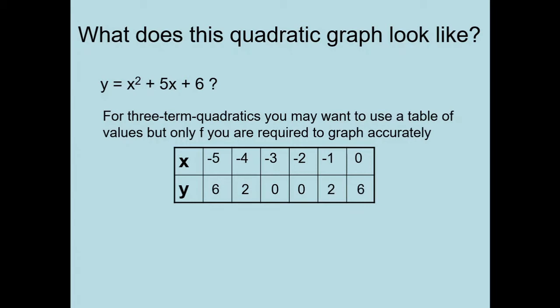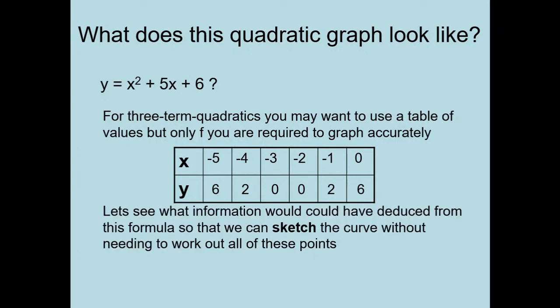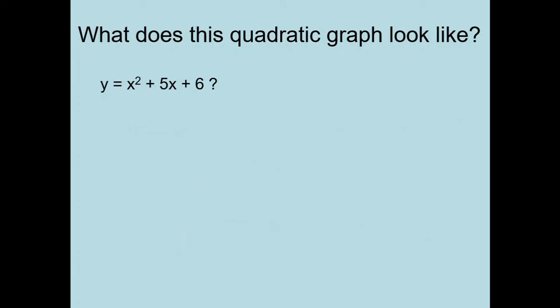But I don't need to go through this process if I just want to sketch the graph. Let's see what information we can get just from the formula so that we can sketch the curve without needing to go through all of this process of filling in the table of values, setting up our axes, and plotting those points accurately. Not necessary. We can just first look at the formula and say, what's the shape of the curve? Well, my a coefficient, so my x squared term, is positive. That's going to be a positive parabola. That's a U shape or a happy face.